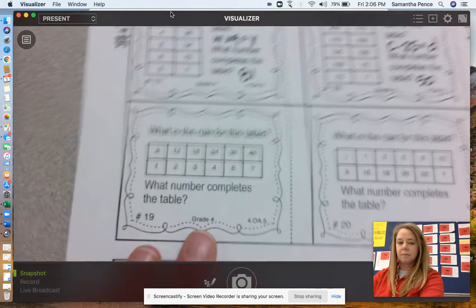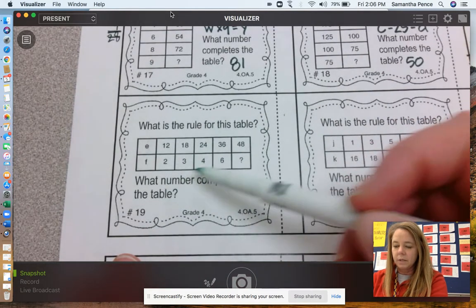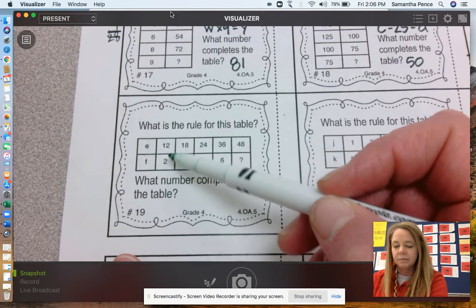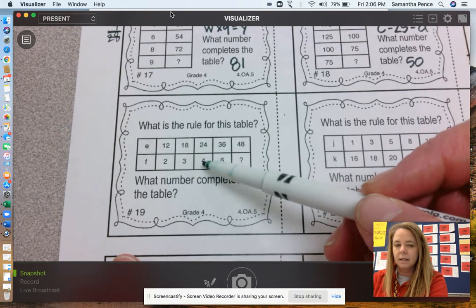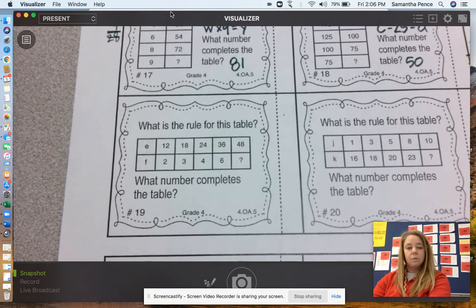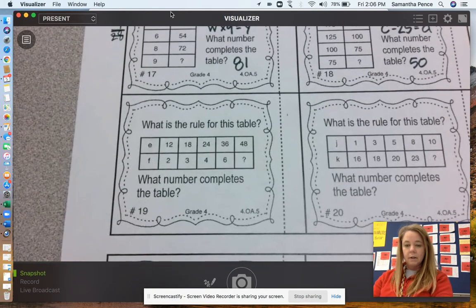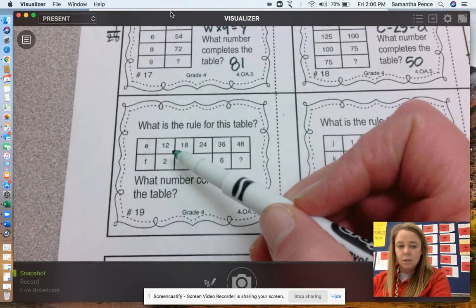Okay, let's look at the next one. It says, what is the rule for this table? This time it's not vertical, but it's horizontal. So we're kind of moving this way. So we're going to start with E. Something's happening from E to F. I'm noticing from E to F the number's getting smaller every time, right? Which means that something's happening inside the machine that's causing it to get smaller. Either my operations are subtraction or division. That's what causes numbers to get smaller. So I'm either subtracting something or dividing by something. So I'm going to start with subtraction because that's easier.